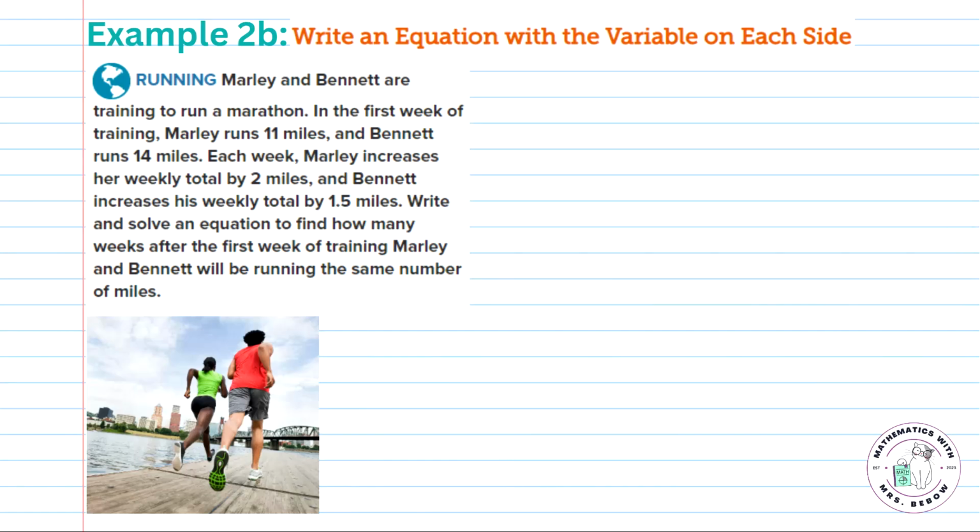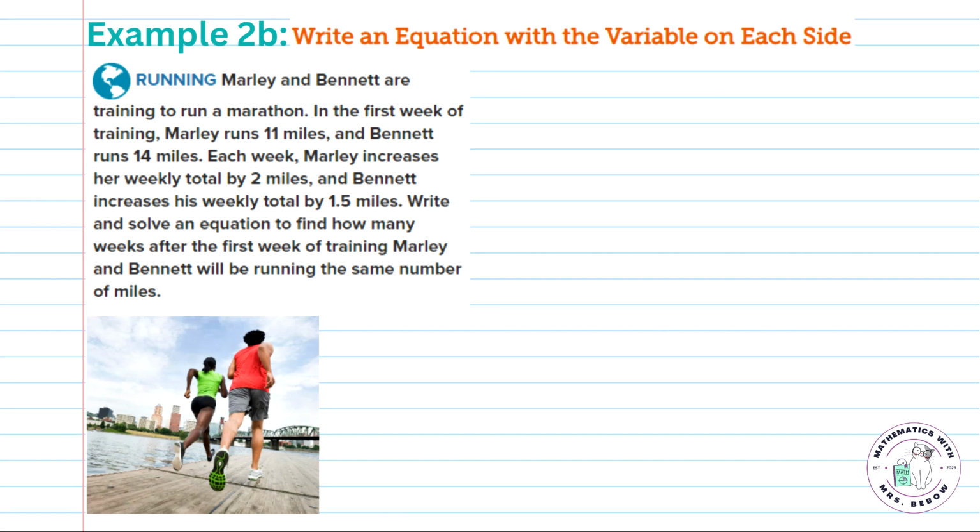So this one says Marley and Bennett are training to run a marathon. In the first week of training, Marley runs 11 miles and Bennett runs 14 miles. Each week, Marley increases her weekly total by 2 miles and Bennett increases his weekly total by 1.5 miles. We're going to write and solve an equation to find how many weeks after the first week of training that Marley and Bennett will be running the same number of miles. So just like the last situation, we're trying to find when something's equal, right? When are they going to be the same amount?